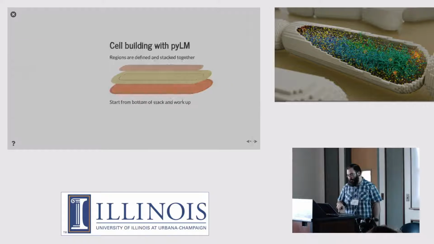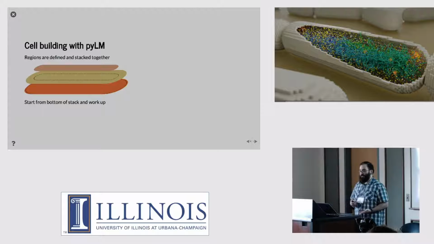So the way you build cells in PyLM is you think of it in terms of layers. You start from the bottom of the stack, and you keep adding layers until you're done. So this is the membrane, and we're then going to add a cytoplasm region on top of it, and then we're going to add the nucleoid region on top of the cytoplasm.